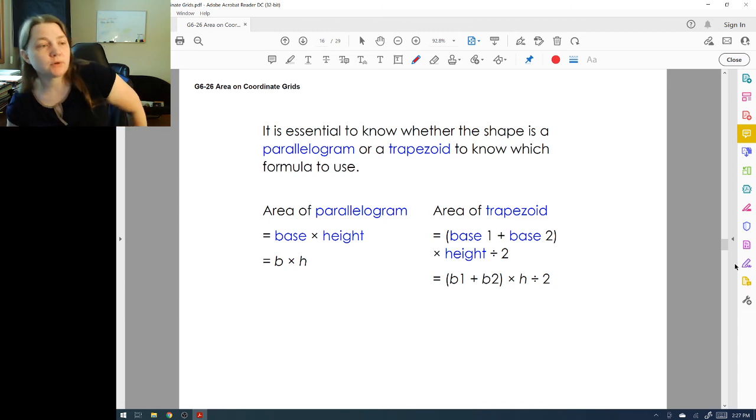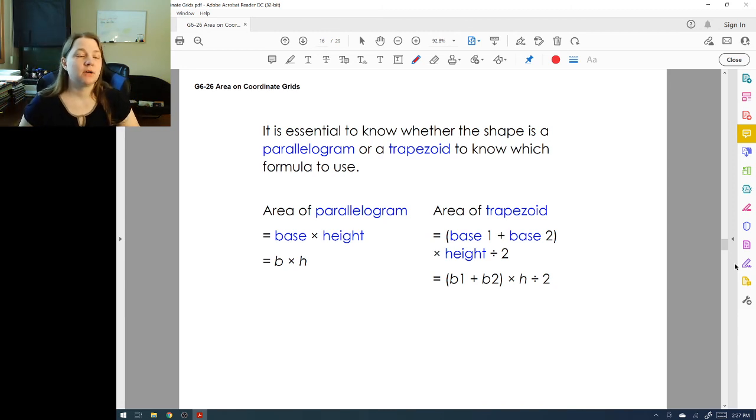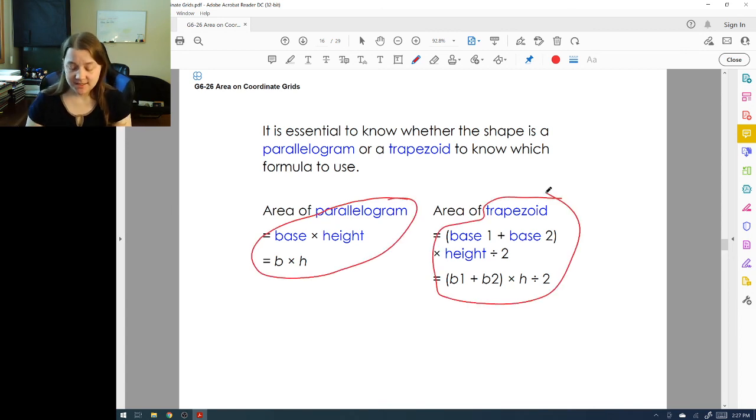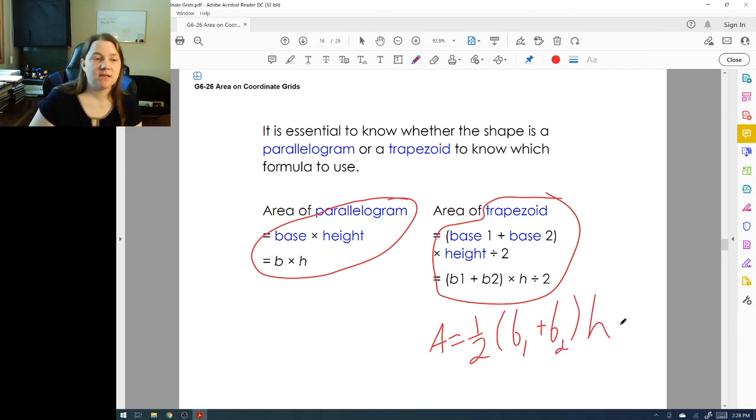Remember that it's important to know whether the shape is a parallelogram or a trapezoid to know which area formula to use. The area of a parallelogram is base times height, and the area of a trapezoid, they like to write it like this. I like to say the area of a trapezoid is half of the base 1 plus the base 2 times the height. It's just switching the order around.